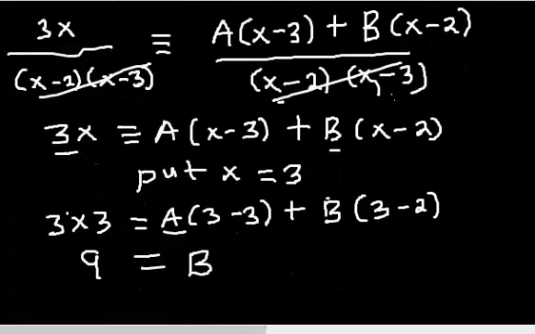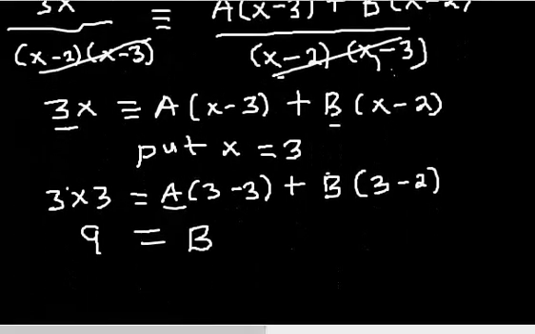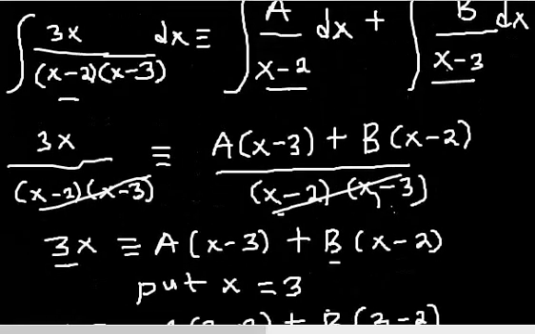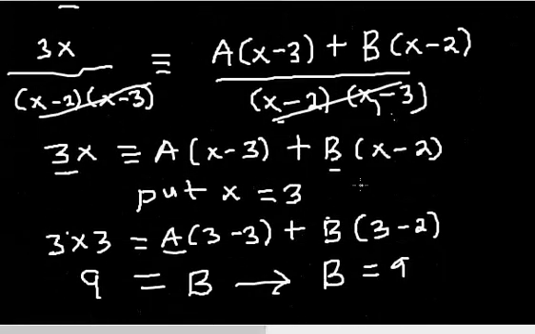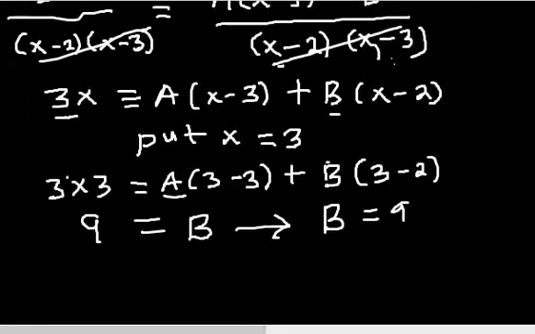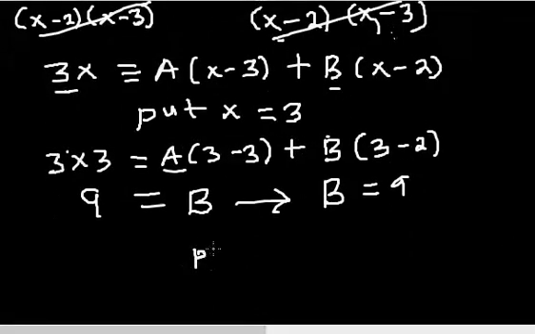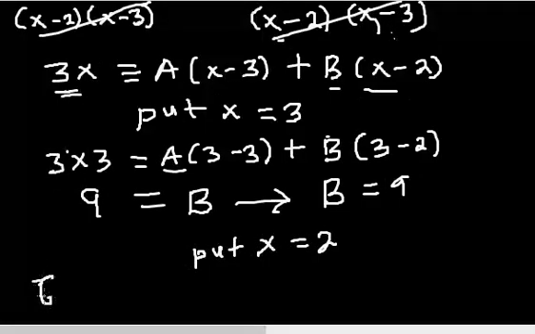Alright, so how do I get my a? I have my b equal to 9. If I want to get a, this time around I'll have to eliminate b. And how do I eliminate b? I'll have to put x equal to 2. That way this bracket will be eliminated. So that's going to be 3 times 2, which of course is 6.